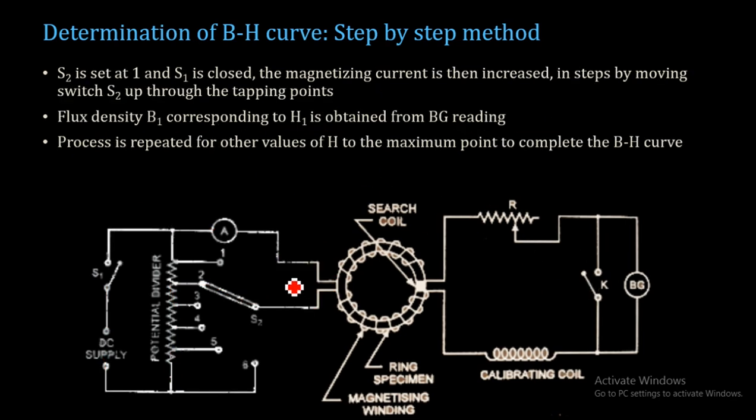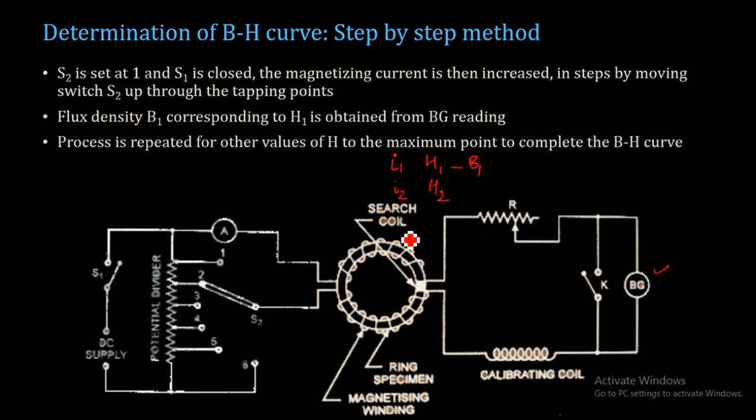Once the key is opened, you find out the throw of the ballistic galvanometer. That corresponds to H1 and B1. Now what happens once you change your switch S2 to point 2? Your current increases, corresponding to H2. So here you have I1, here you have I2, and correspondingly you will be getting H2.